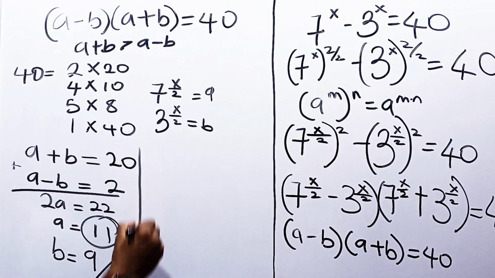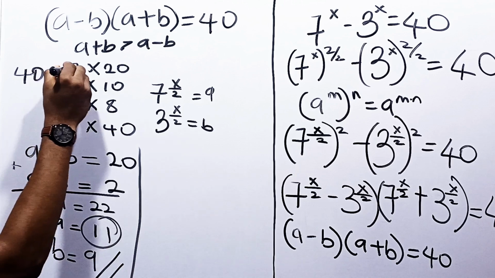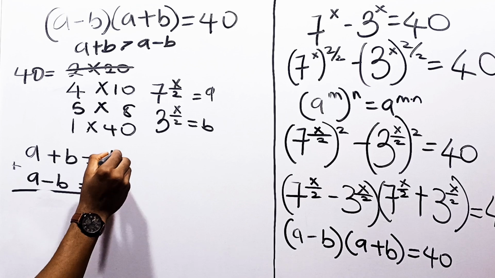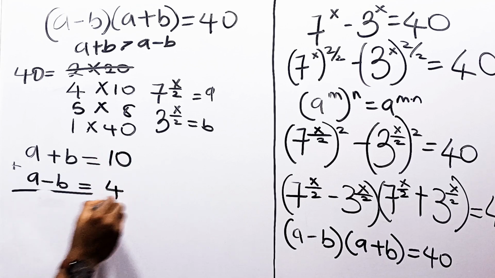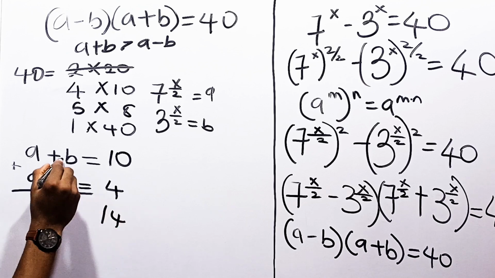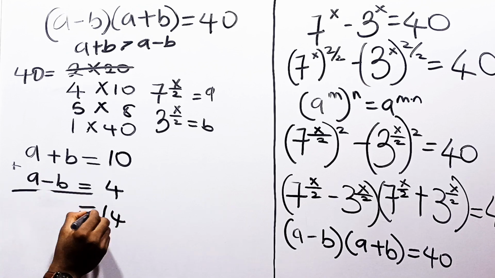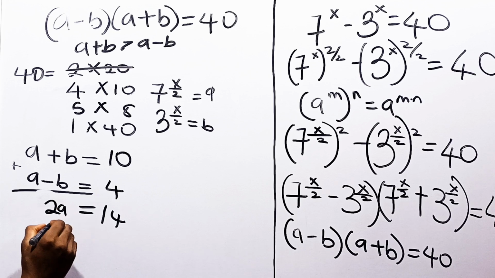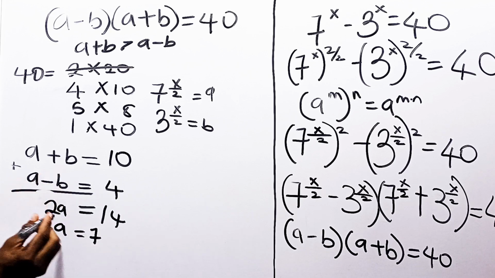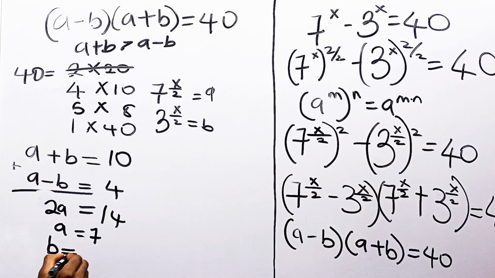Now let's go to the next solution. So we go up here and we strike this out. So for the second condition, we have that a plus b will be 10 and a minus b will be 4. 10 plus 4 is 14, minus b plus b is 0, and a plus a is 2a. And so here we have that a is equal to 7. If a is 7, what will be b? Put a at 7 here, we have that b will be equal to 3. Okay, so a is 7, b is 3.